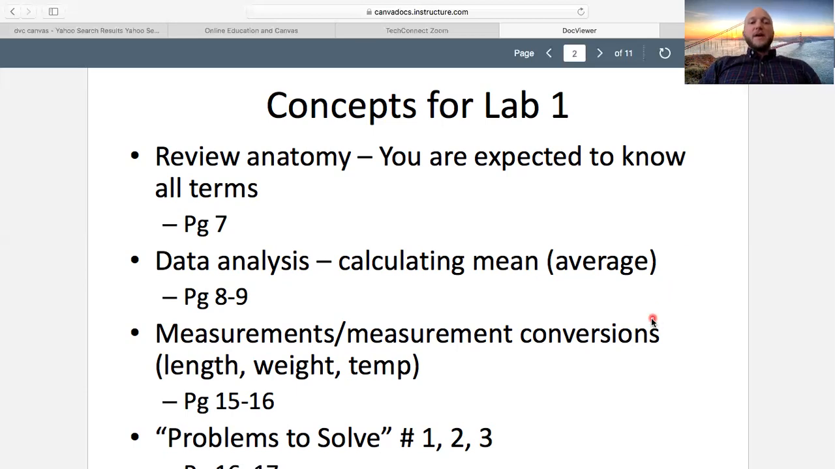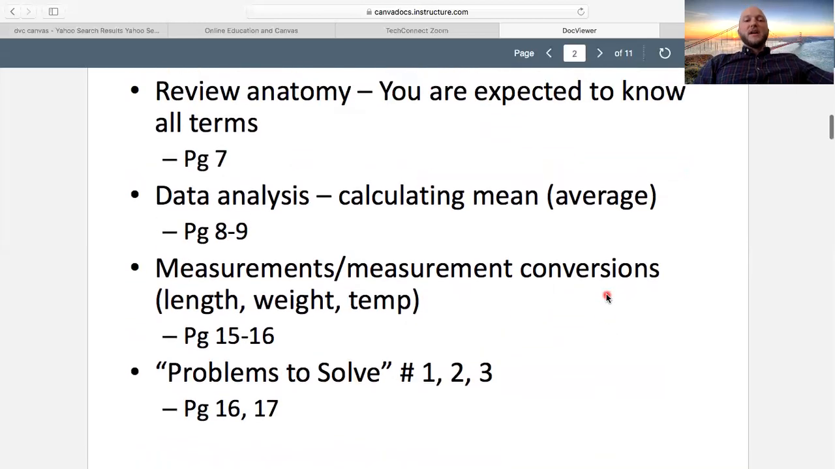Next up, measurements and conversions. So on page 15 and 16, there are some practice equations, some practice problems. You need to be able to convert from inches to centimeters, from centimeters to inches. You need to be able to convert from pounds to kilograms and kilograms to pounds. You need to be able to convert from Fahrenheit to Celsius and Celsius to Fahrenheit.